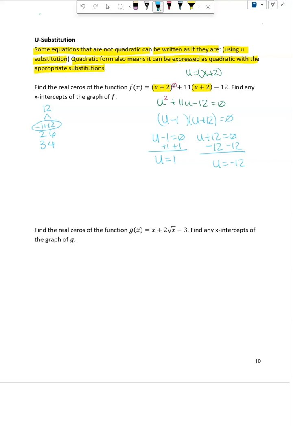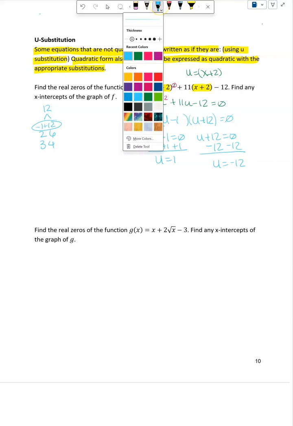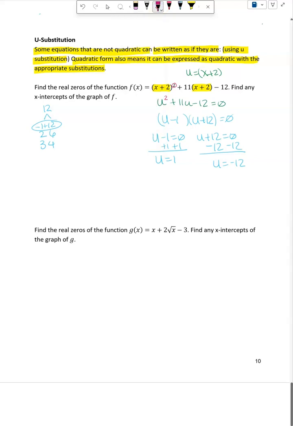Now, last thing you have to do. We renamed this as U, right? We have to plug the original name back in. We can't forget that, right? We have to put the original name back in. So instead of leaving it U, we have to put x plus 2 equals 1, and x plus 2 equals negative 12.